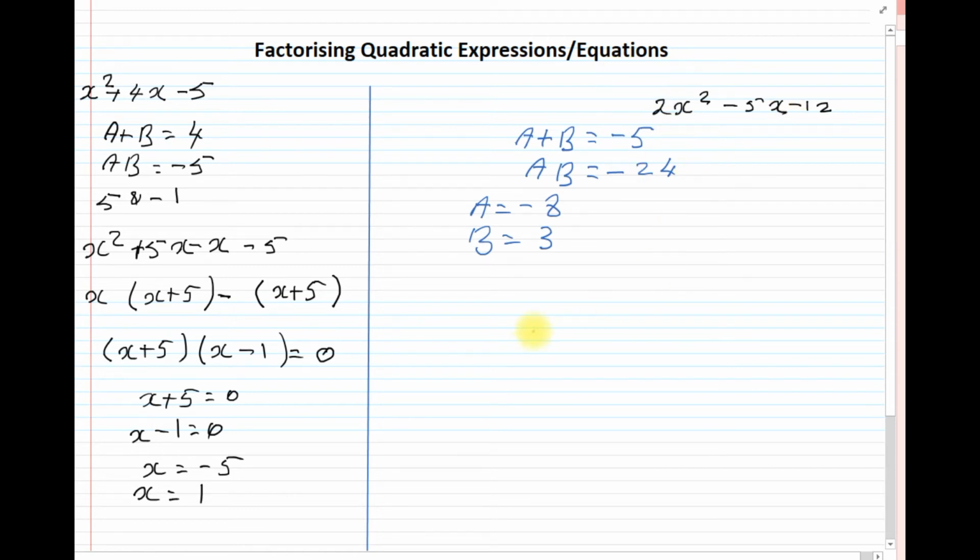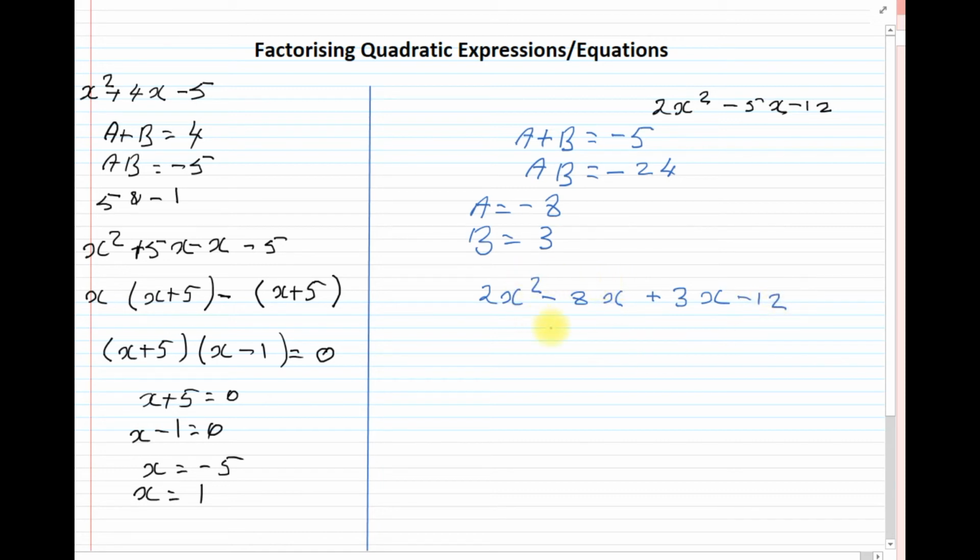So what we do is this now. I'm going to write my expression 2x squared. The middle term I will break up by using my two numbers. So I can write -8x plus 3x. It doesn't matter if we write the -8 first and the 3 second, because the sum matters. So I have -8x plus 3x, which obviously is equal to -5x. And I have the -12 at the end.